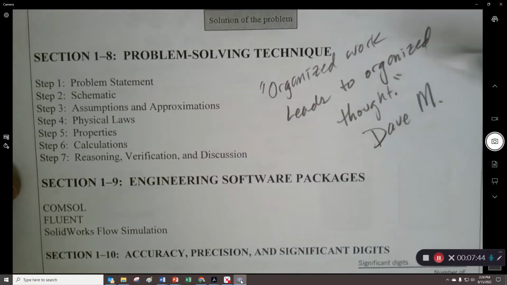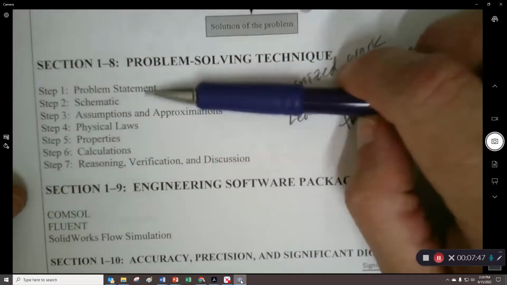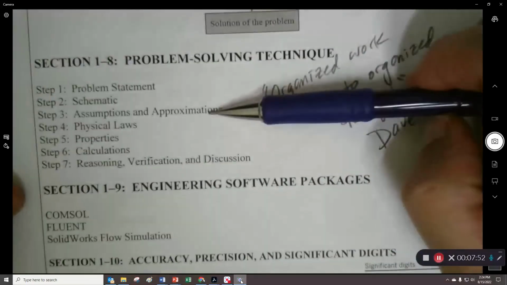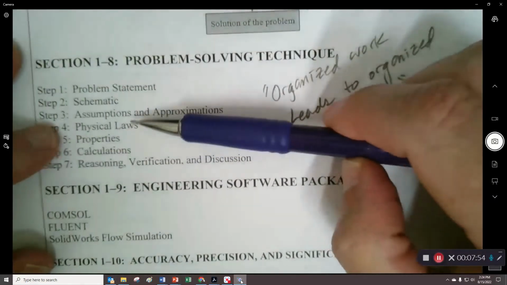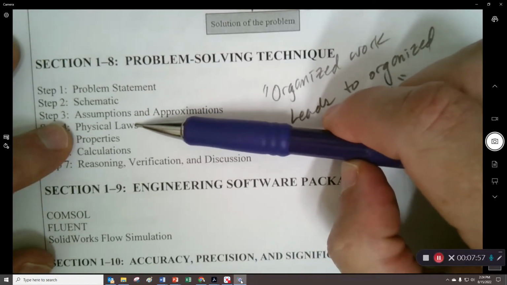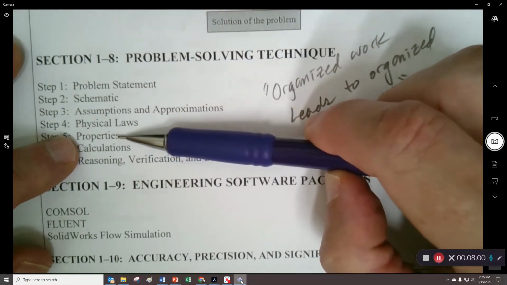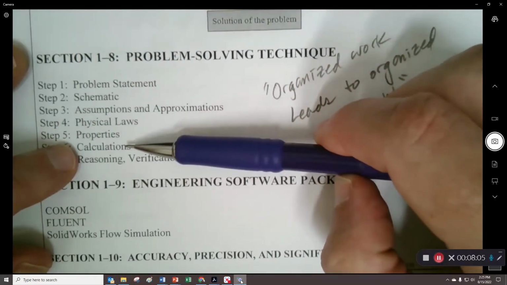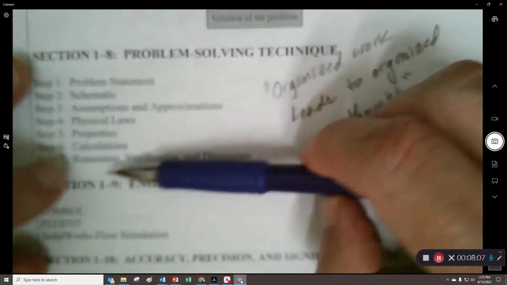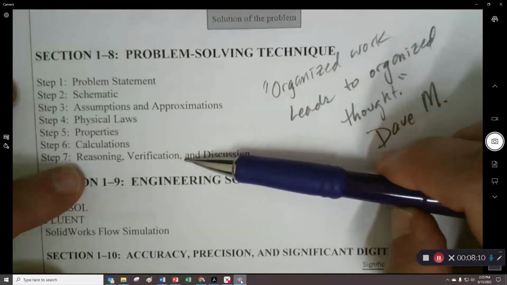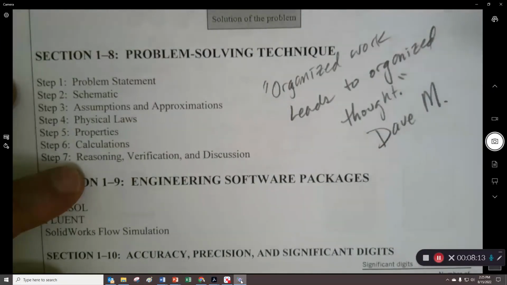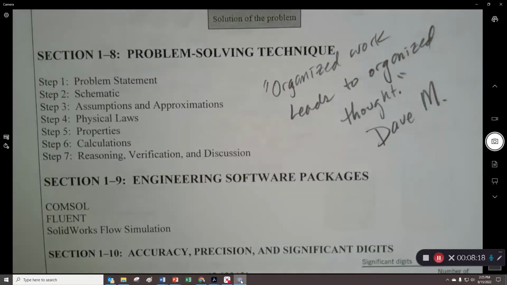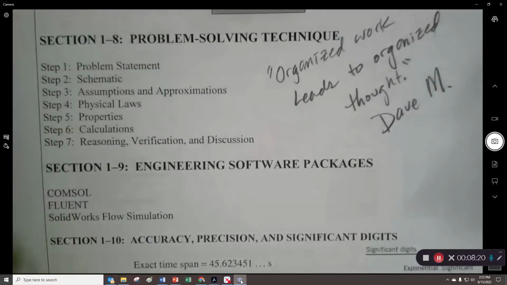So, engineering paper: write down the problem statement, make a drawing of the thing. You don't always have to do assumptions and approximations, unless you did some. You don't always have to write the physical laws, but usually the main equations. Write some of the properties down. Just summarize the things that you looked up, and show all your calculations. Don't skip steps. And then at the end, you might want to show that the result is dimensionally homogeneous, and state how much confidence you have in what you did.